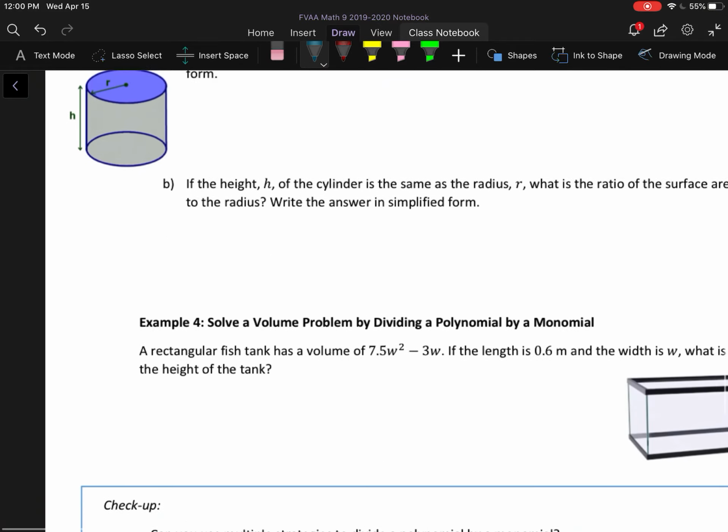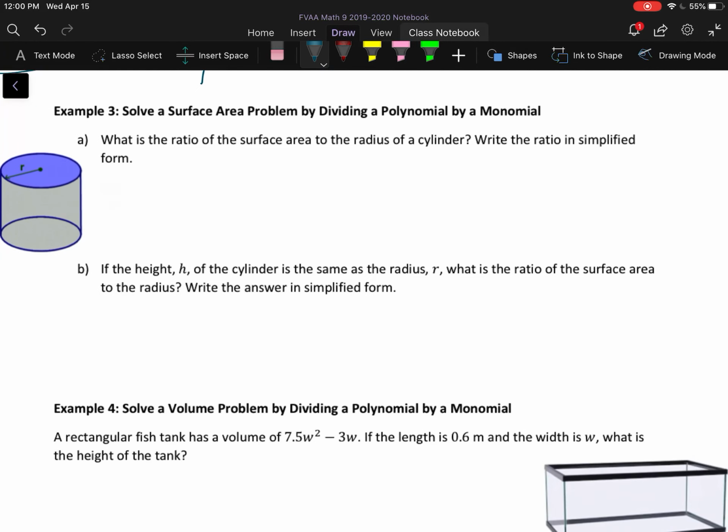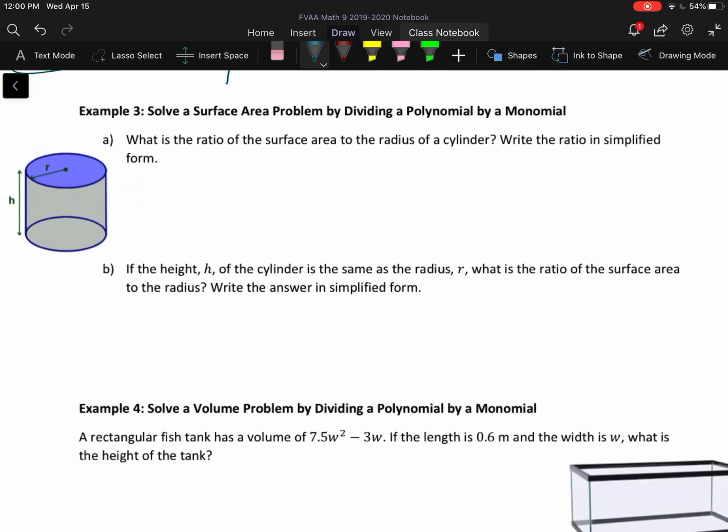Now let's apply this to a couple more examples. Examples to solve the surface area problem by dividing a polynomial by a monomial. Here they're asking us, what is the ratio of the surface area to the radius of the cylinder? Write the ratio in simplified form.